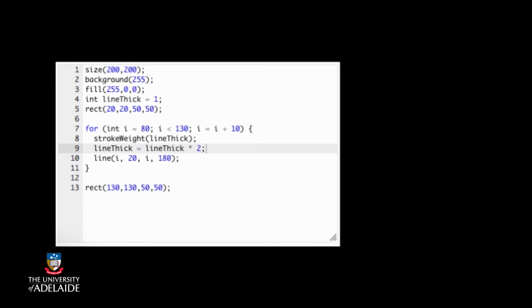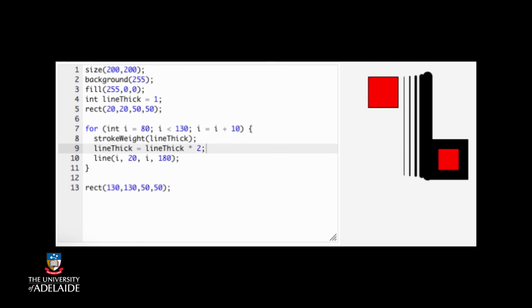We can change line thick on every iteration by adding one more statement, so the whole program now looks like this. What do you think would happen if we put the line thick change before the stroke weight statement?